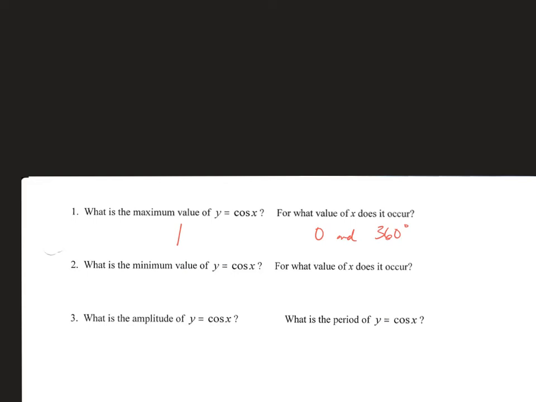What is the minimum value of cos x? Well, we get down to the bottom of cos x at a y value of negative 1. For what value of x does that occur? We found that that occurs at 180 degrees.